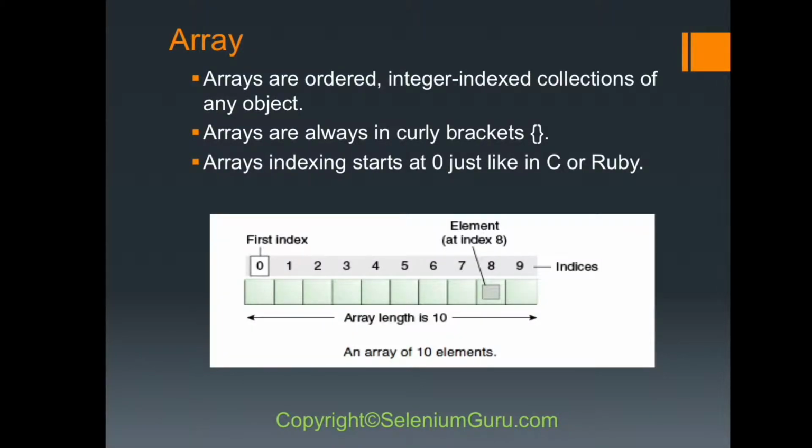To explain more clearly, you can see this diagram here. I've got this first array of 10, a 10-element array. The first index is 0, then 1, 2, 3, 4, 5, 6, and so on. If we want to call the ninth element here, you have to call it with index 8, because although you have 10 elements, the indexing starts with 0. It's the same thing in C or Ruby.